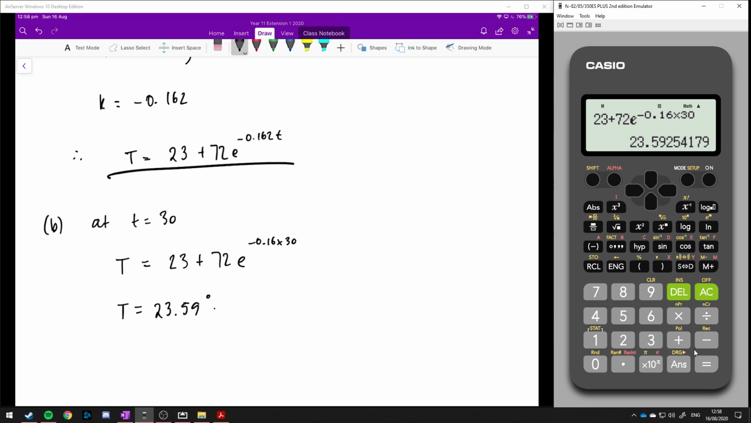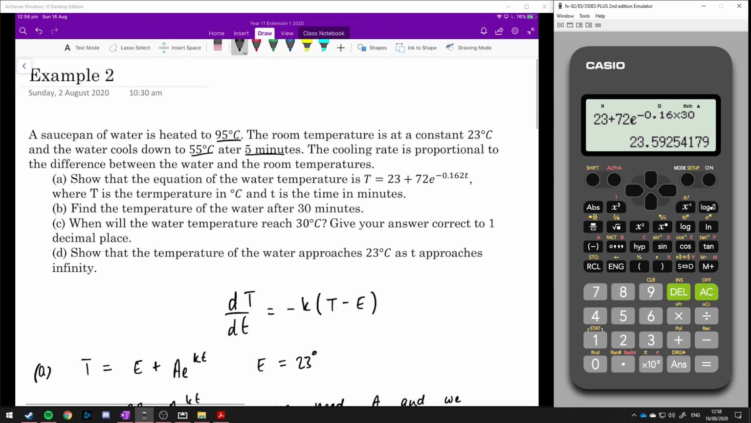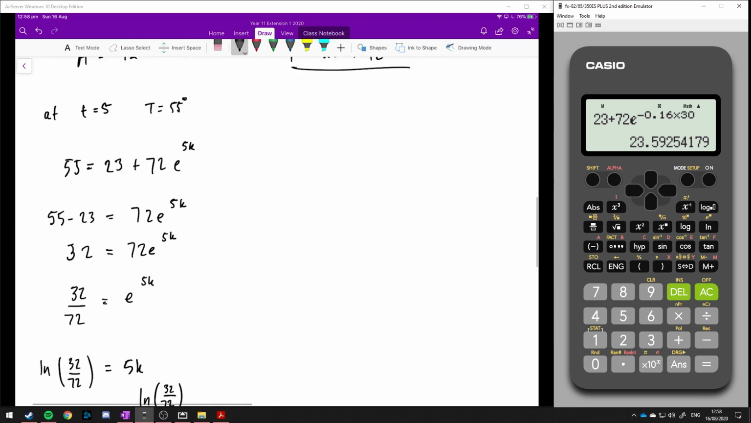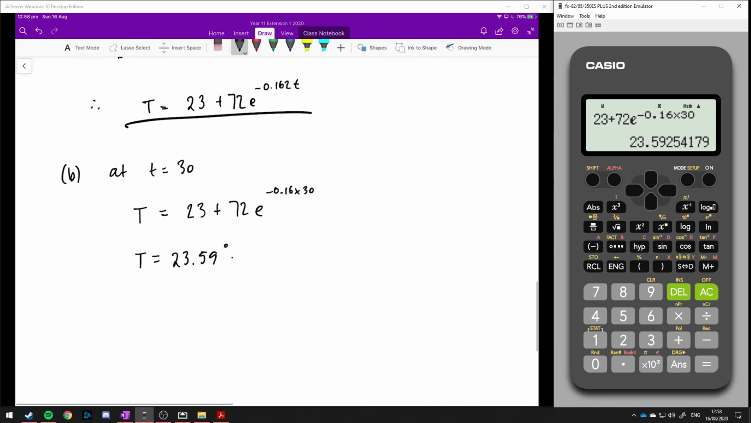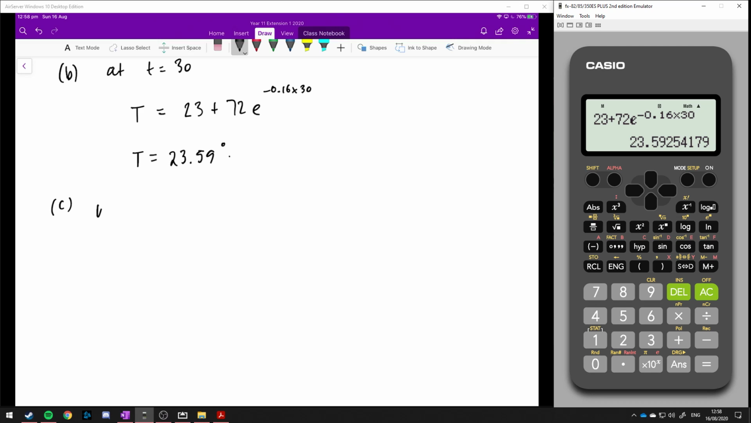Okay, part C now. Part C says, when will the water temperature reach 30 degrees? So it's going to be before 30 minutes, because 30 minutes is 23.59. So what we're trying to do is find when capital T is equal to 30 degrees. So you get 30 is equal to 23 plus 72e to the negative 0.16t.